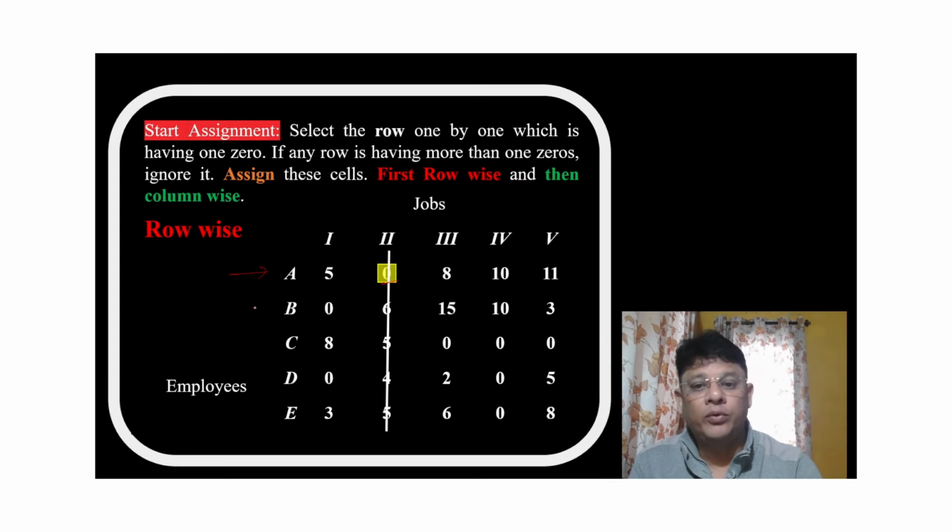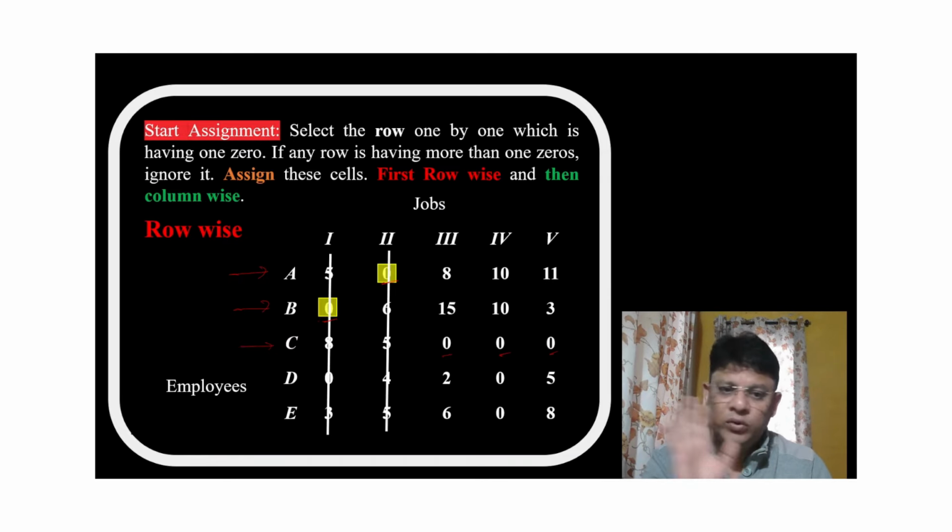Then go for row B, of course, employee B. Employee B, again in this, we have only 1 zero. So we can assign this, right? And we'll say job 1 is no more available. Now I'll move on to C. Now in this case, we have basically 3, right? So leave this, need not assign.